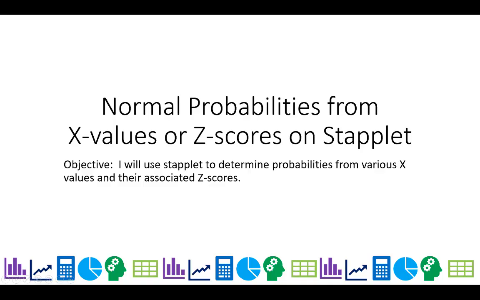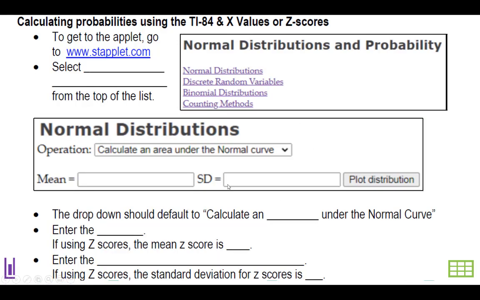Stapplet is a really easy to use applet when it comes to calculating normal probabilities based on x values or z-scores. So first of all, you go to stapplet.com and make sure you click on normal distributions, which should be near the top of the list under normal distributions and probability, right there. Then make sure the drop down, it defaults to this, so it should be right where you want it. Calculate an area under the normal curve.